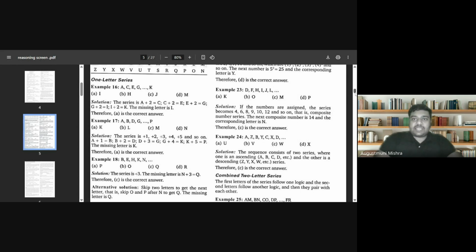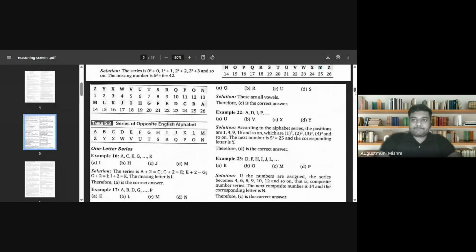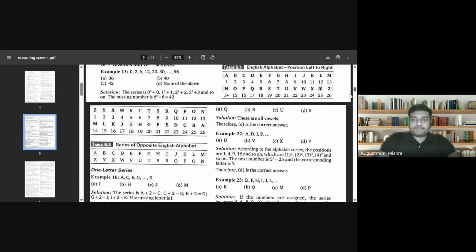Okay, I'm just moving to that table, so it will help me to explain. So here are the alphabets: D, F, H, I, J, L. So D, then after that F, which means they are skipping one letter, then here they are skipping again two alphabets, then again they are skipping how many alphabets?